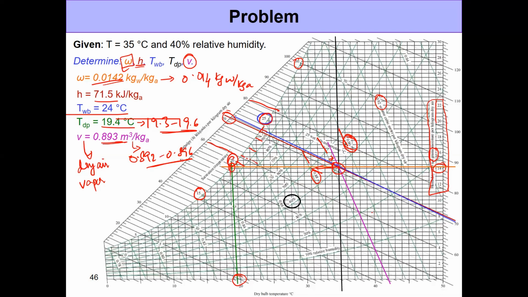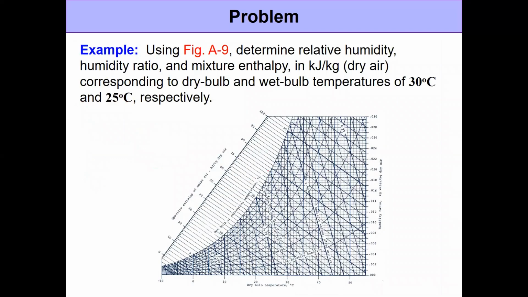Now we can also look at the other way in which the psychrometric chart can be drawn, and we're going to look through another example to see what could be the other variation for the psychrometric chart. All right, so let's look at this example. This is the psychrometric chart that you have in your textbook.